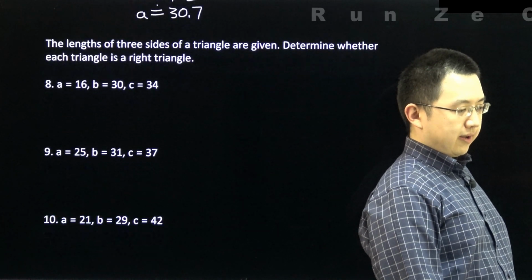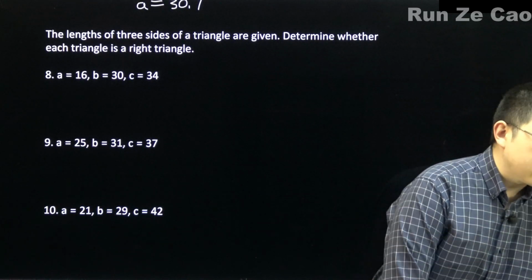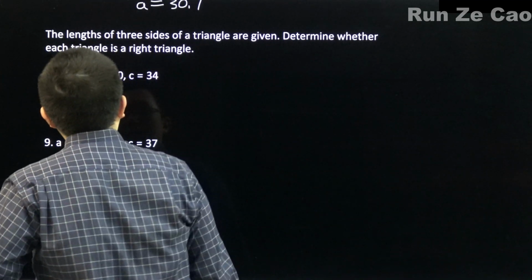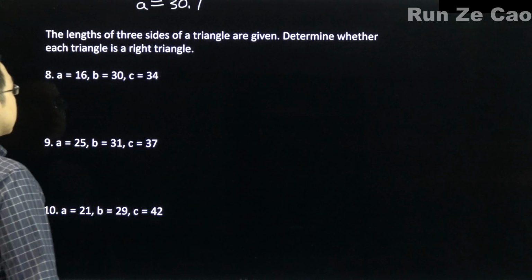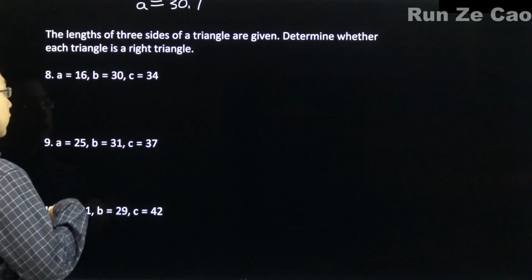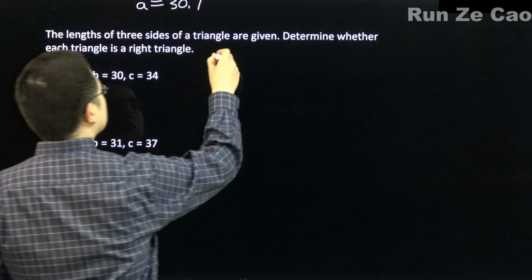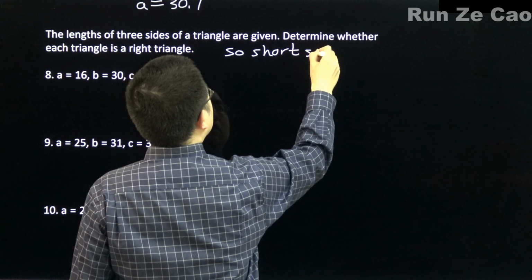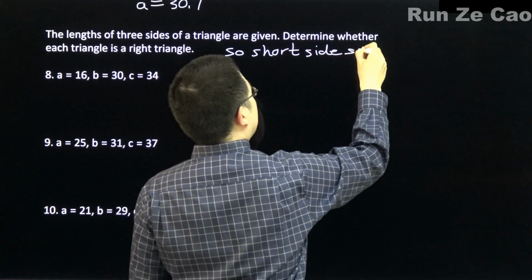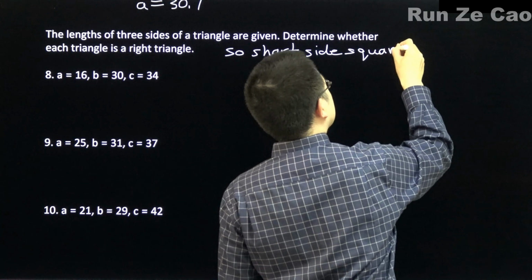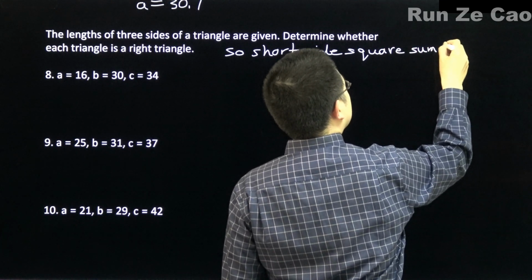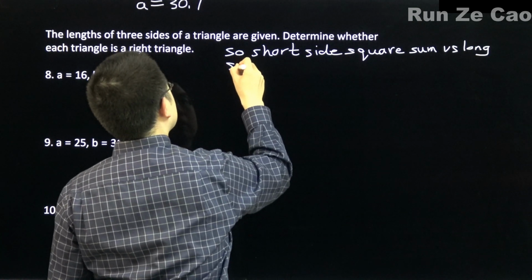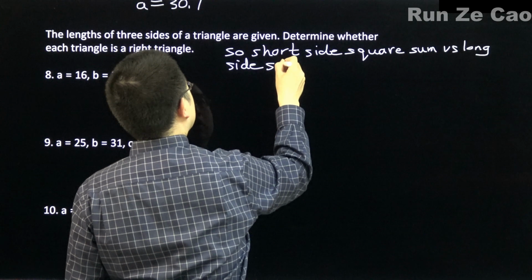Okay, let's say we have three sides of a triangle. Determine whether each triangle is a right triangle. How can we do this? We can compare the shorter sides' squares added together versus the longest side squared. So short side squared, sum, versus long side squared.